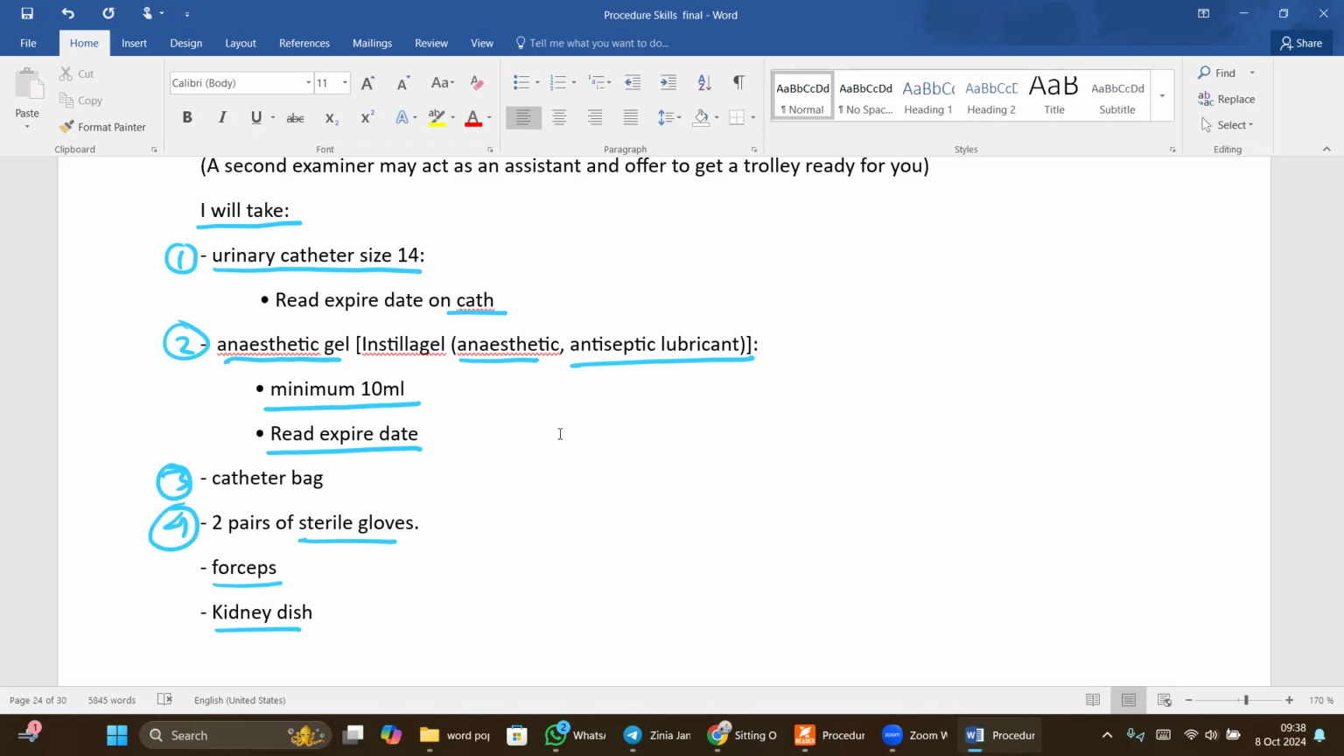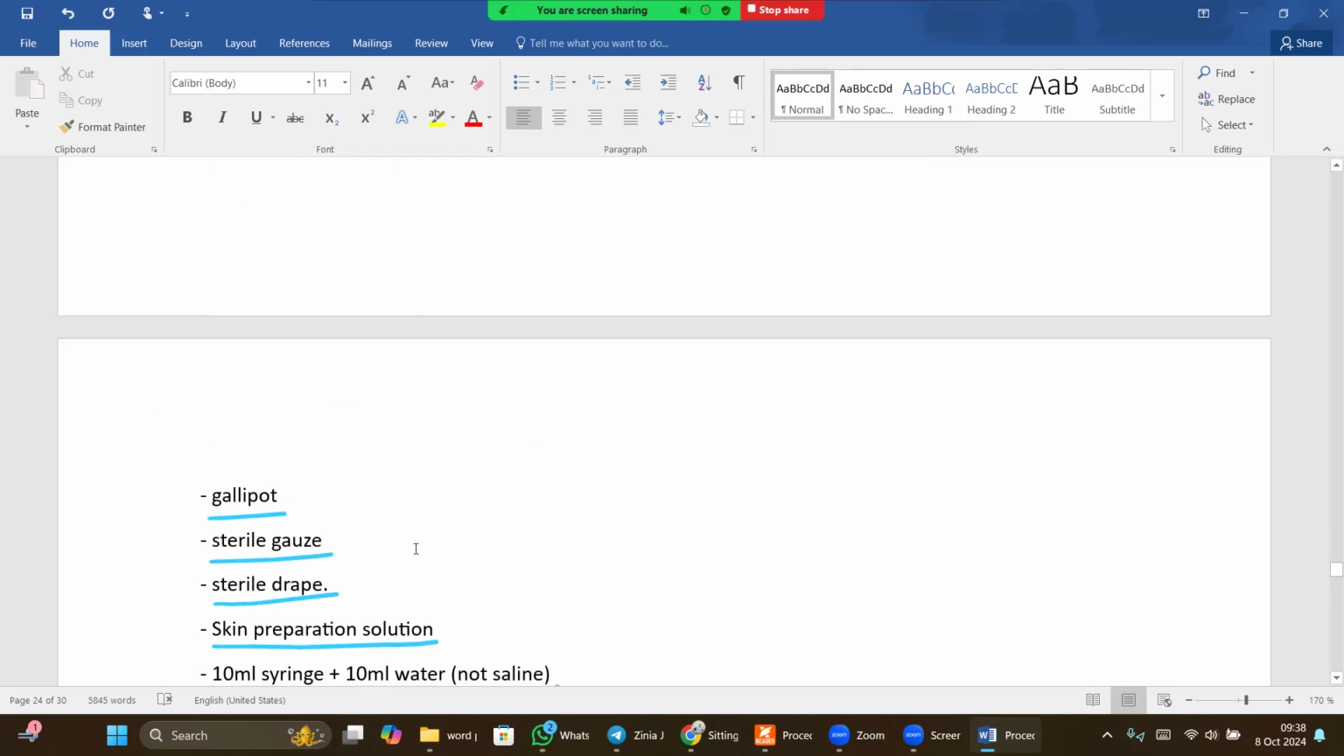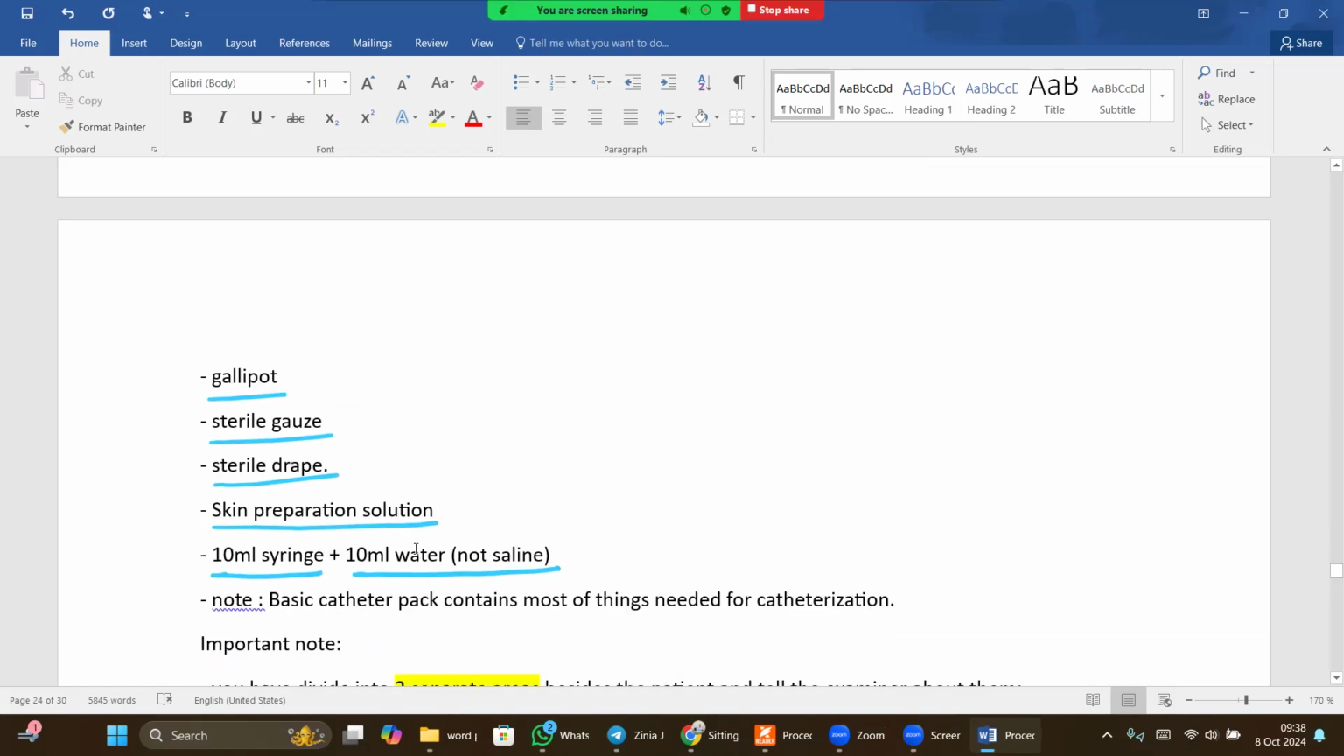Then catheter bag, 2 pairs of sterile gloves, forceps, kidney dish, gallipot, sterile gauze, sterile drape, skin preparation solution, and a 10 ml syringe with 10 ml water, not saline.